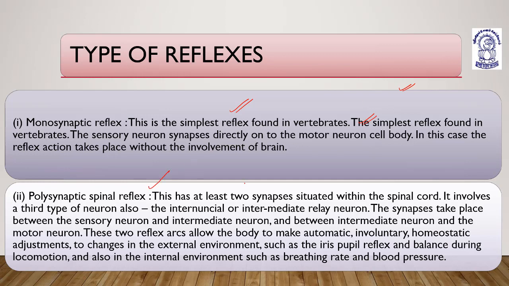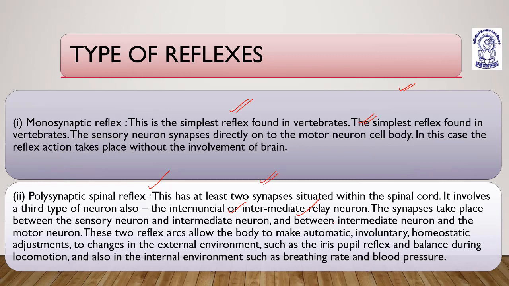Polysynaptic reflex. It has at least two synapses situated within the spinal cord. It involves a third type of neuron also, the internuncial or intermediate relay neuron. The synapses take place between the sensory neuron and intermediate neuron and between the intermediate neuron and the motor neuron. So it passes through sensory to interneuron and then motor.